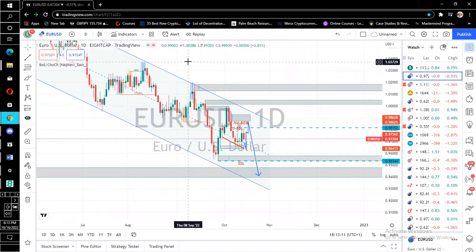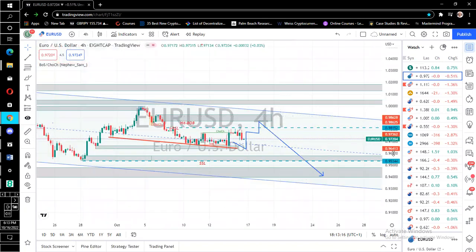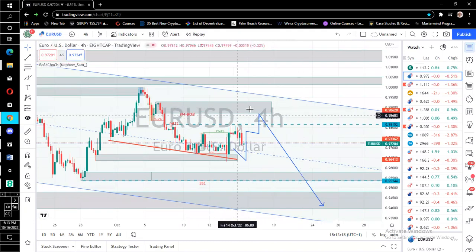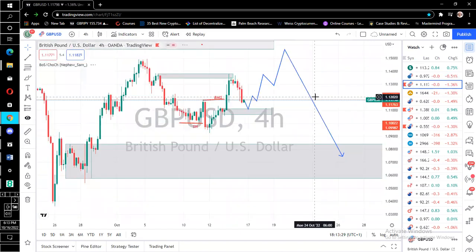So let's go straight to another pair. From here, I'll be looking forward to sell this market to the downside. Anything from here, I'll be looking to sell this market to the downside. So let's go straight to 4 hours on GBPUSD.